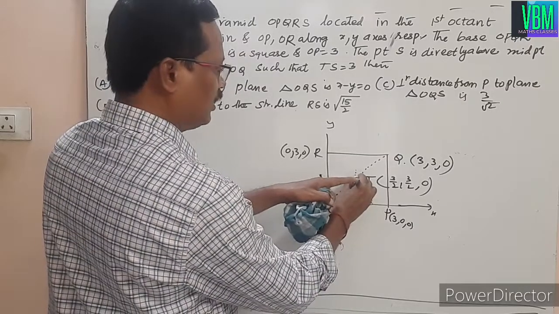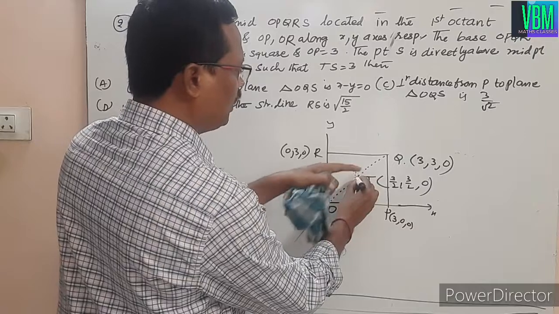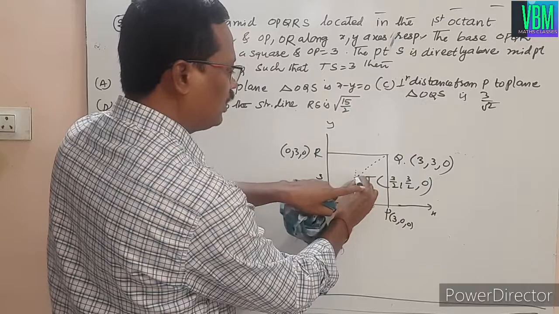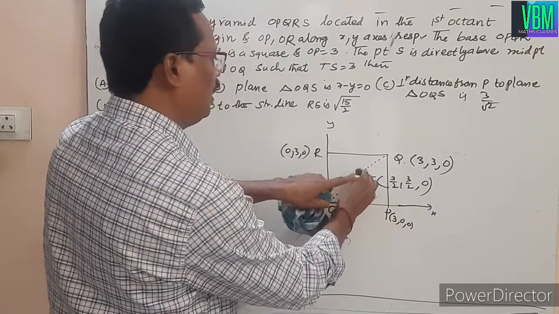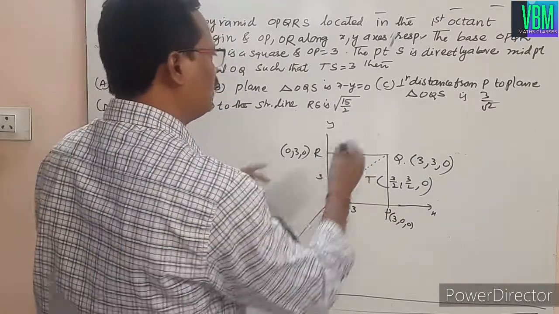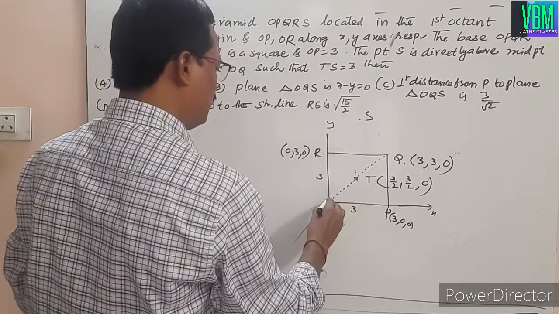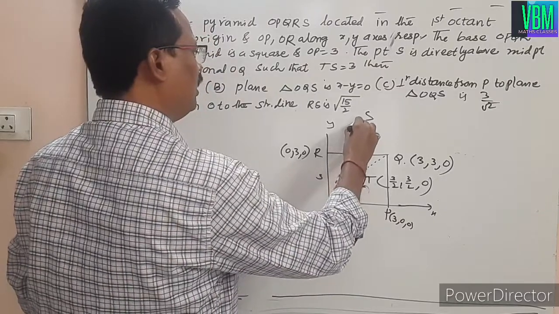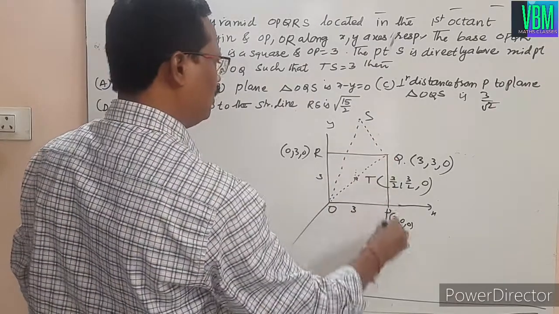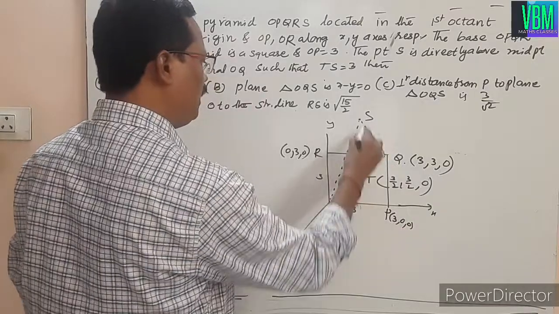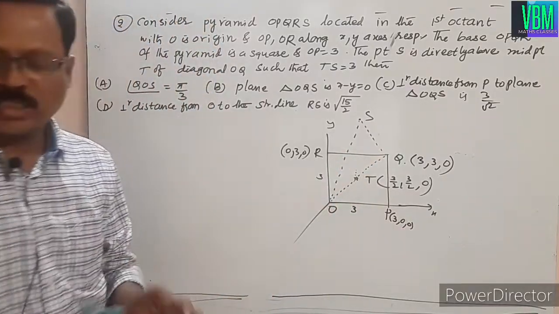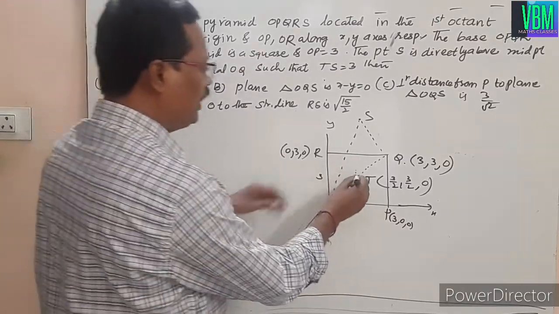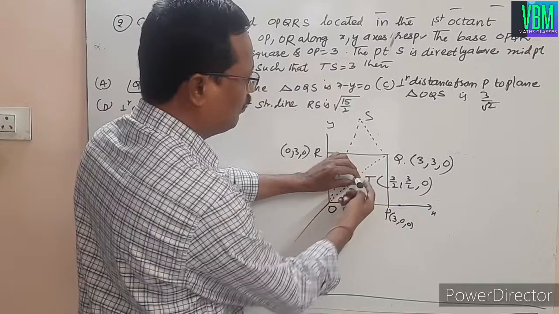S is directly above this T. T is the midpoint of this diagonal OQ. This S point we can't draw in space, so I am drawing it here. Therefore, this is S, and this is called the pyramid. If we join all of these, SQ, SP, SR, SO, that is the complete pyramid. The base is a square.